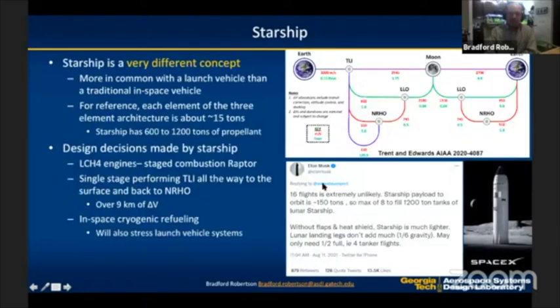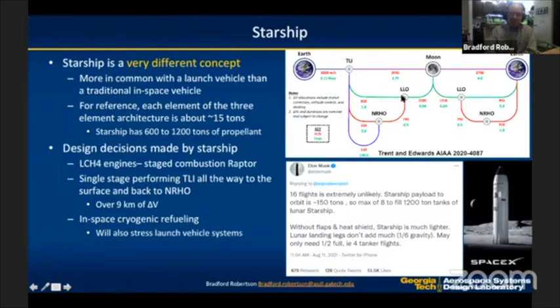I figured I would mention Starship. That's a very different concept. That vehicle has more in common with a launch vehicle than a lot of these in-space vehicles. The maximum those other elements could carry is around 15 to 16 tons, whereas Starship has 600 to 1,200 tons of propellant. And yes, I'm getting my engineering information from Elon Musk's Twitter, because that's how things are these days. What's really amazing is that they're doing basically everything in a single stage.